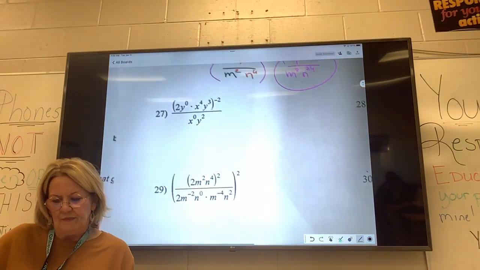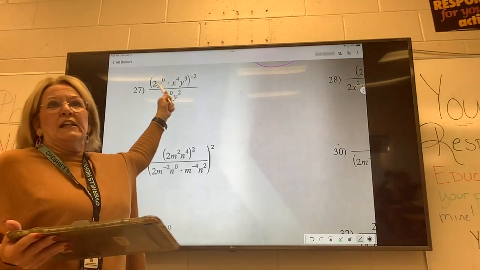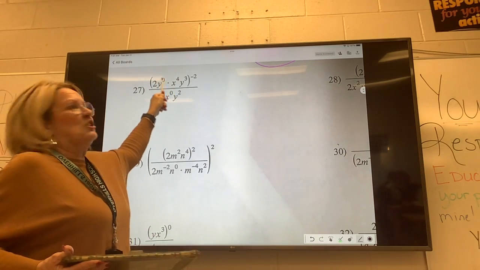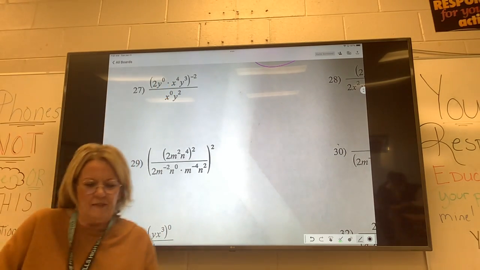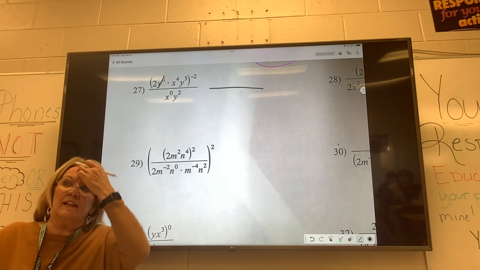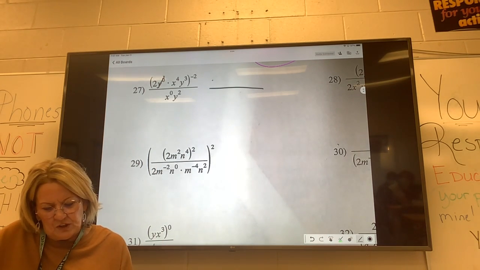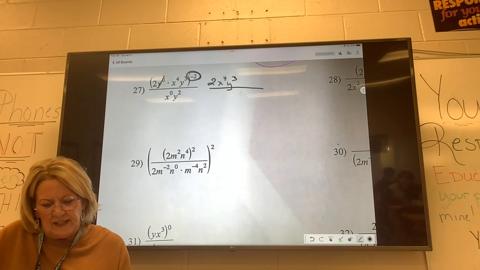Number 27. Now this one's going to have another exponent on the outside, and I also have multiplication in here. So I'm going to take care of this multiplication first. On that one, I have, first of all, a y to the 0 power. I can cross it out. It cancels out. I'm left with 2x^4y cubed. And I'm not going to worry about this -2 yet. Well, yes, I am, because it only goes to the top. So I'm going to put it back there. This x to the 0 cancels out, leaving y squared on the bottom.